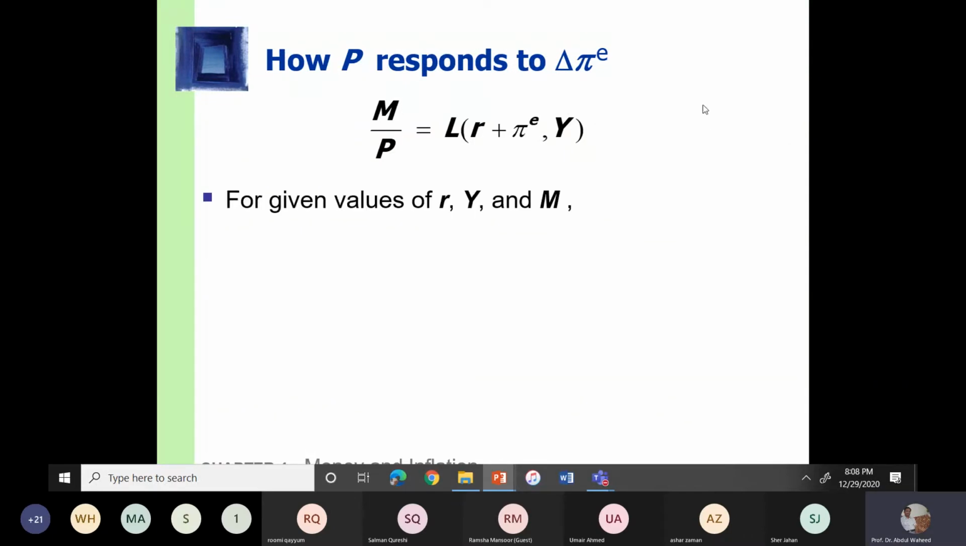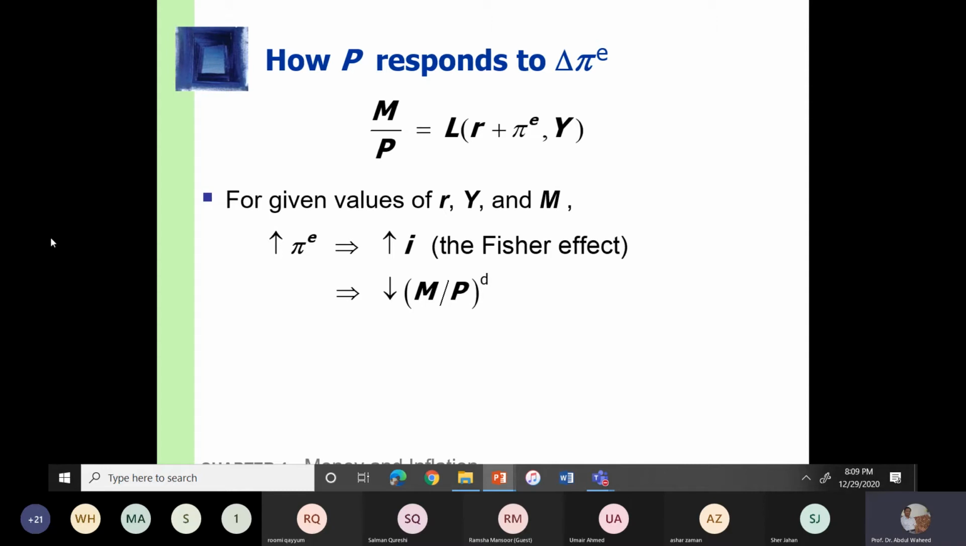Then how price will respond to this expected change in inflation for given values of real interest rate, real output, and money supply. If expected inflation increases, the nominal interest rate will also increase because of the Fisher effect. Through the Fisher effect, we know that there exists a direct relationship between nominal interest rate and inflation rate. So if inflation rate is increasing, nominal interest rate will also increase.